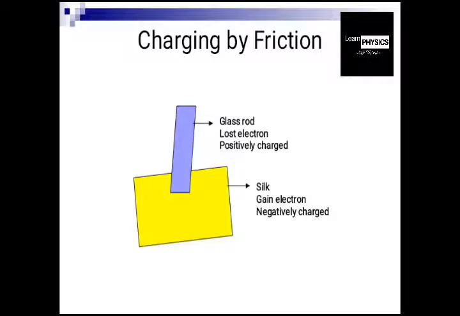Charging by friction occurs when two different materials rub against each other, causing a transfer of electrons. The material with the greater affinity for electrons becomes negative, and the material with lower affinity for electrons becomes positive.